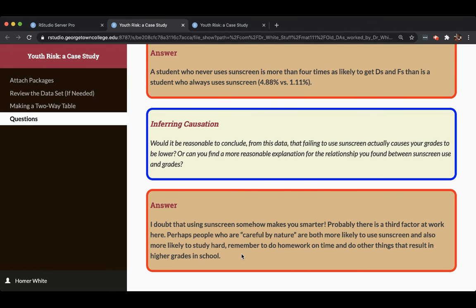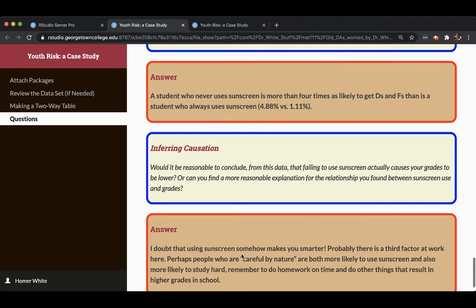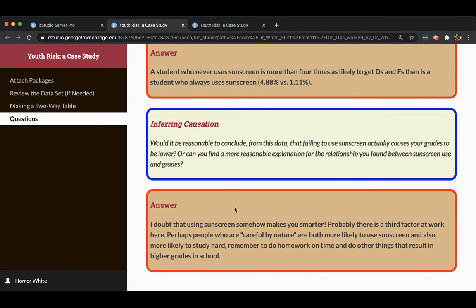People who are more careful by nature are both more likely to use sunscreen because they're told it's good for their health to do so, and they're also more likely to study hard and do homework and all that because they're careful and they're thinking ahead. And so their high carefulness affects their behavior in both areas. And similarly, people who are kind of careless by nature, their behavior, both with respect to sunscreen and to grades, will similarly be affected. So I don't think it's the sunscreen use that's causing the grades to be low. It's this third factor. Okay, so that's a roundup for the DA.